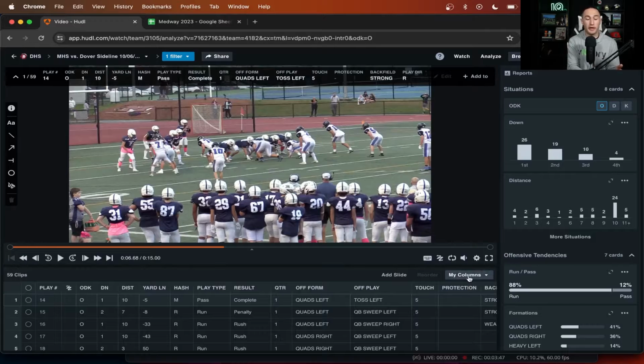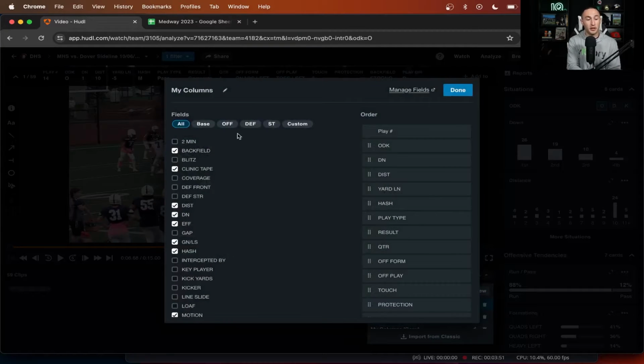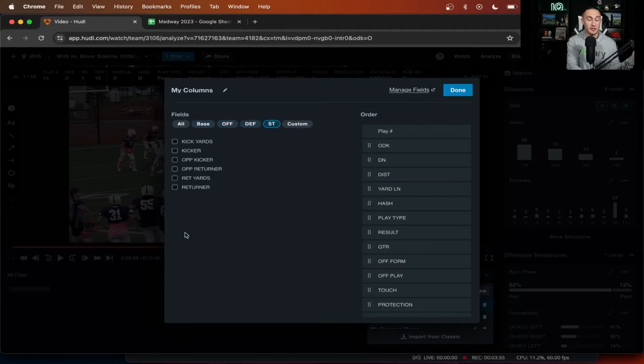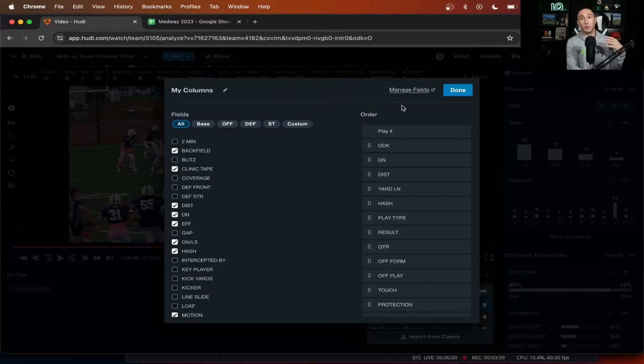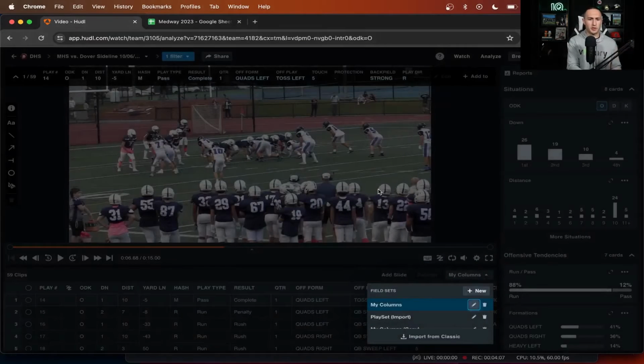But that's our columns, okay? And if you go to my columns here, this down arrow, and you click this pencil icon, you can choose whatever columns that you want. Okay, they have offense, defense, special teams, all these pre-designed columns, and then in the top right, manage fields, if you want to add your own. I think these are some of the custom ones I have: we had loaf, clinic tape, protection, and then of course the touch chart is also a custom one I put in as well.